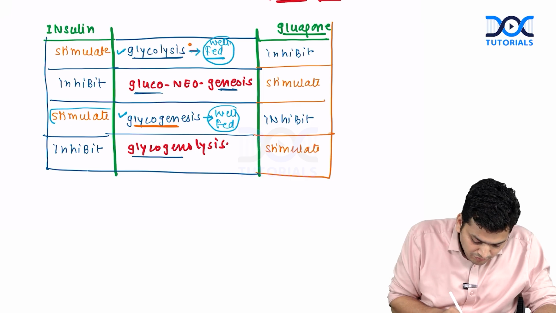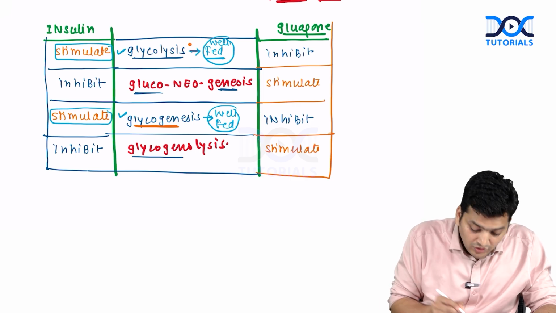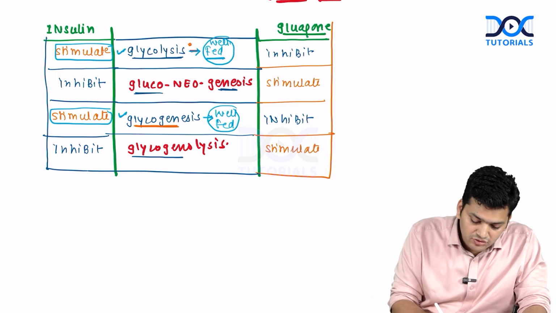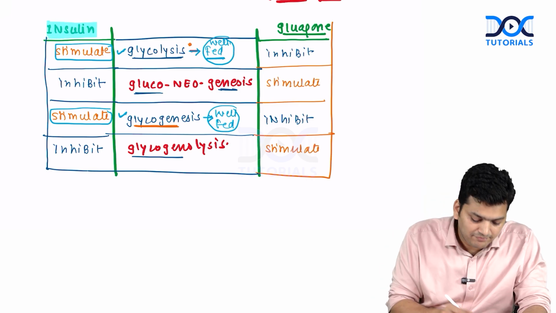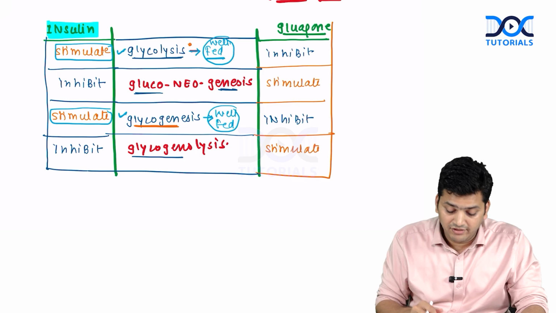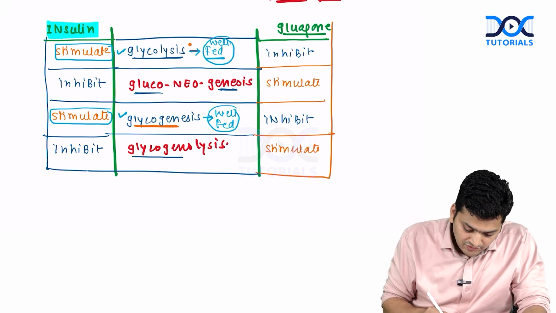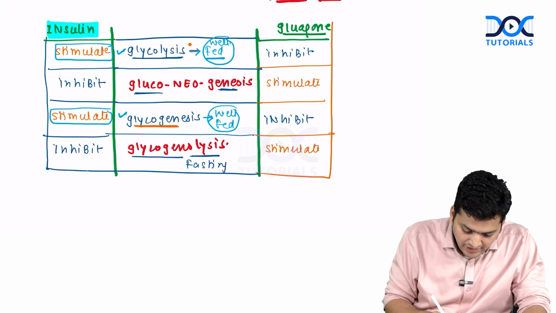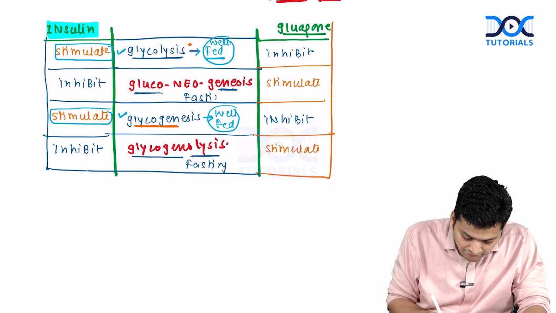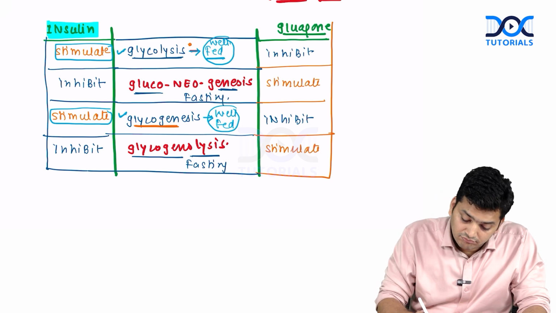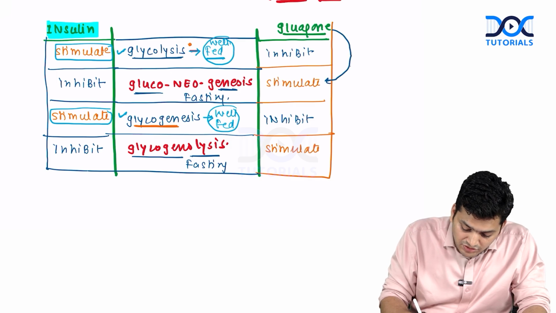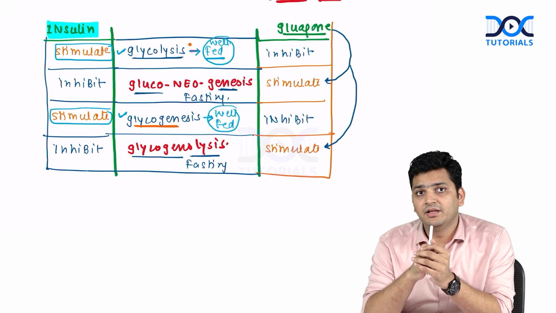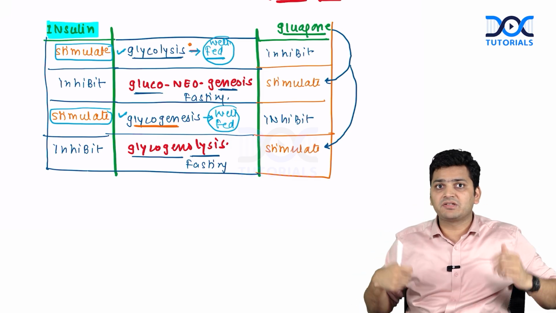And who is stimulating them? Insulin. So if I ask you which hormone is more in the well-fed state, insulin is more in the well-fed state. Whereas these two processes, the glycogenolysis, the breakdown, is occurring in the fasting state, and the gluconeogenesis is also occurring in the fasting state, and the glucagon is stimulating these processes. So glucagon is more in the fasting state. Insulin is more in the well-fed state.